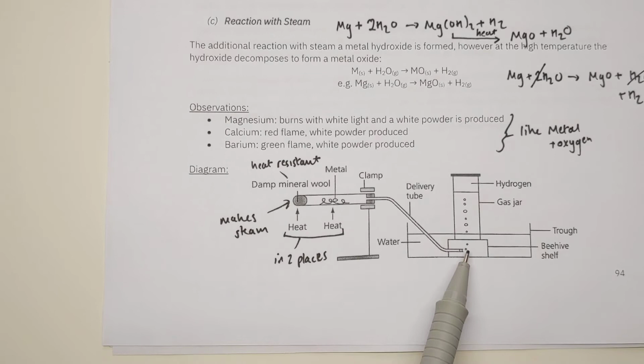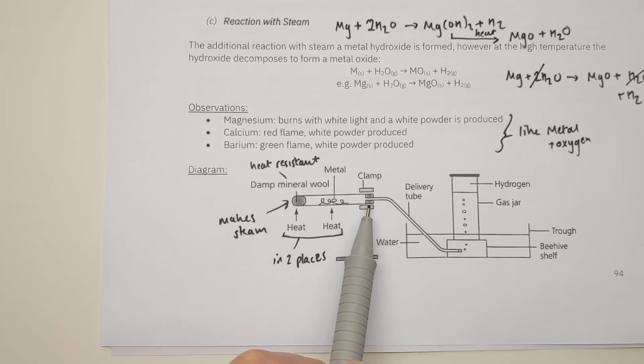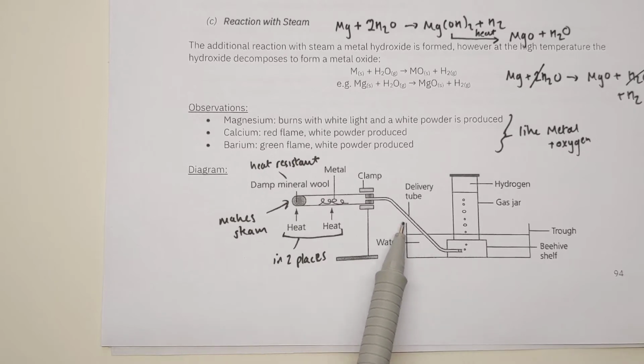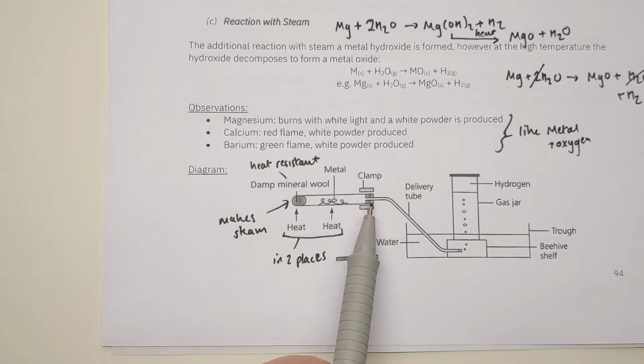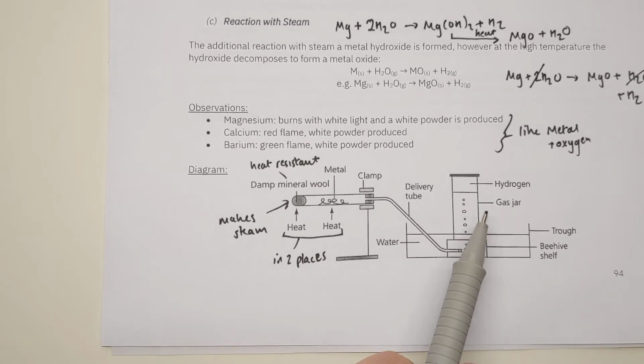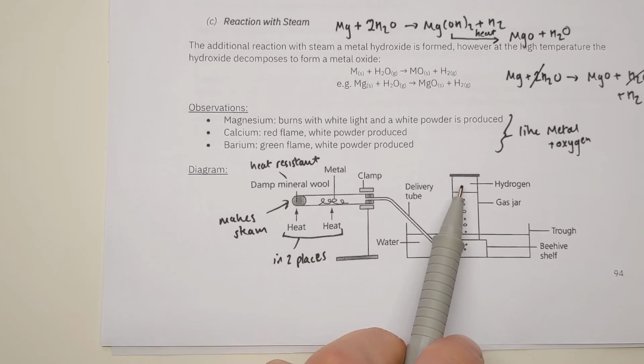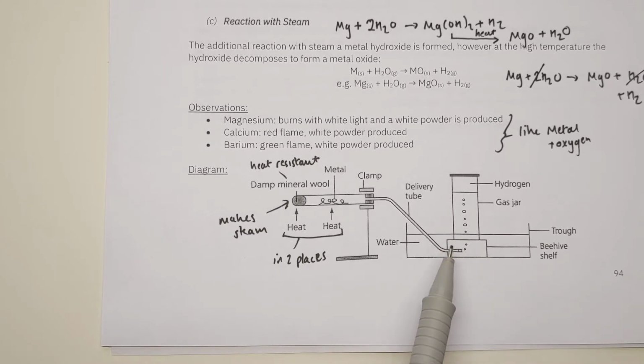Right hand side is just a way of collecting the hydrogen gas you expect to make. Again, be really careful if you're asked to draw this. Remember that the tube has to be completely open the whole way down. It can't be going through a closed bung. Make sure it goes through the trough, beehive shelf and gas jar on top of it. Make sure the gas jar is filled up with water partially, because that's how you collect the gas. Make sure the water level in the trough is above the beehive shelf, otherwise the gas will just escape out and not go into the gas jar.